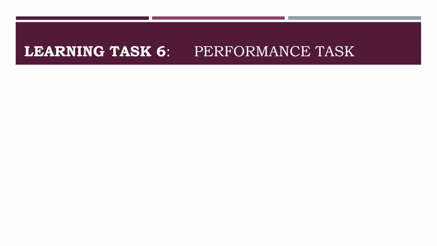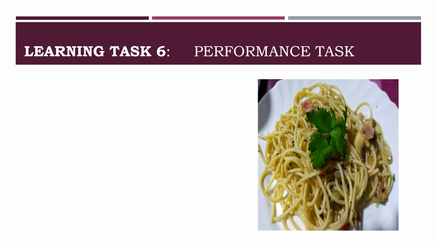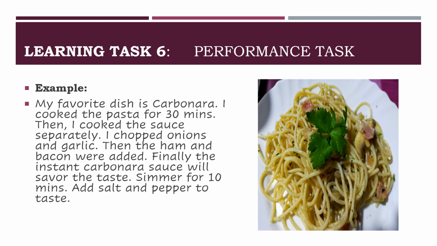So, I have here an example. The photo was taken from the module. My favorite dish is carbonara. I cook the pasta for 30 minutes, then I cook the sauce separately. I chop onions and garlic, then the ham and bacon were added. Finally, the instant carbonara sauce will savor the taste. Simmer for 10 minutes. Add salt and pepper to taste.